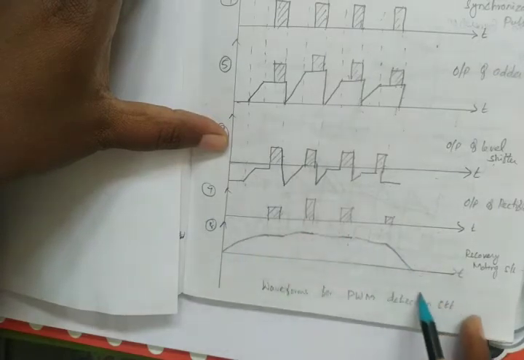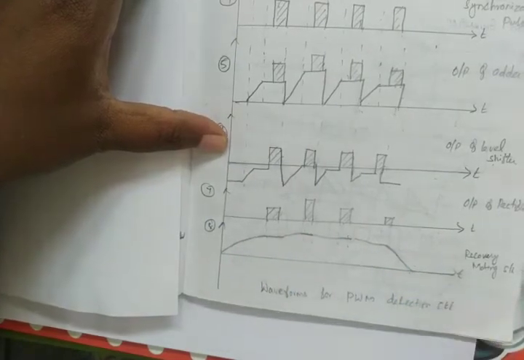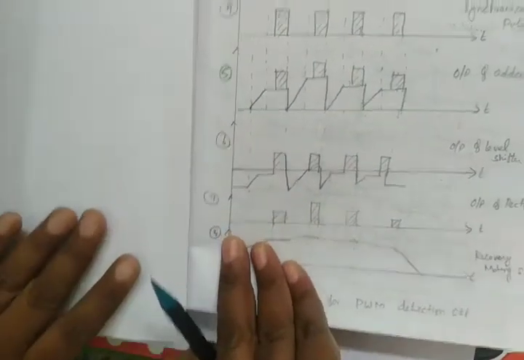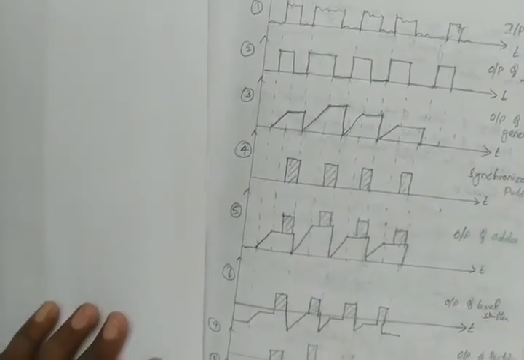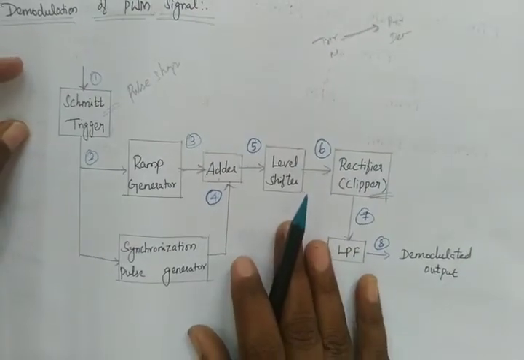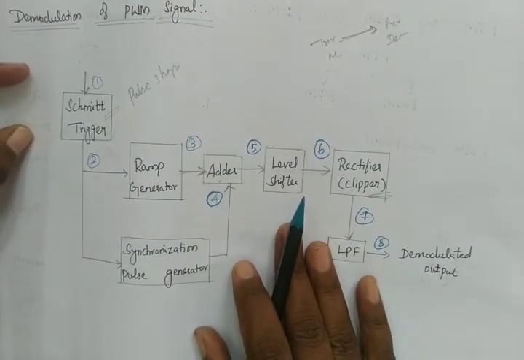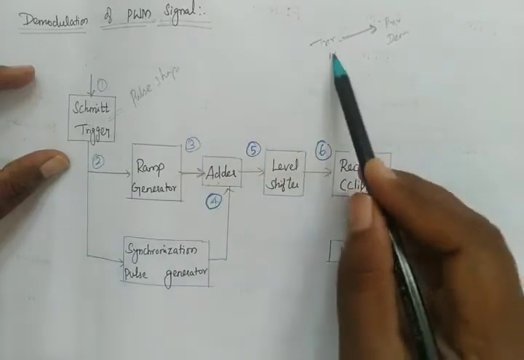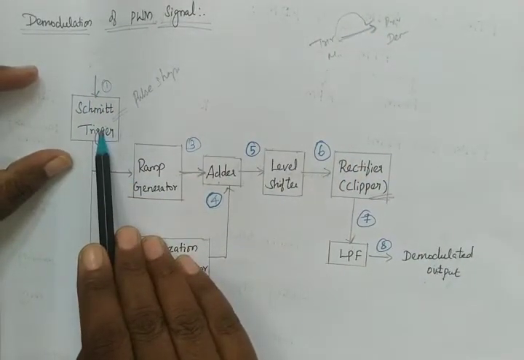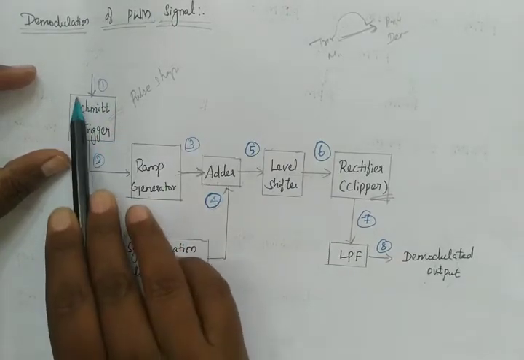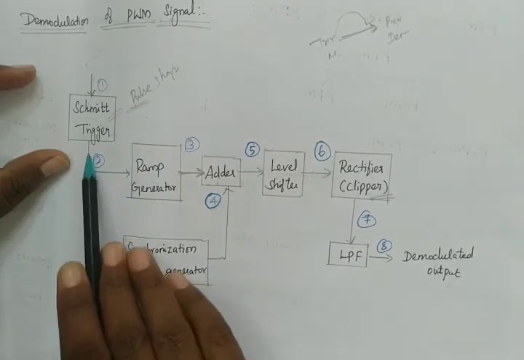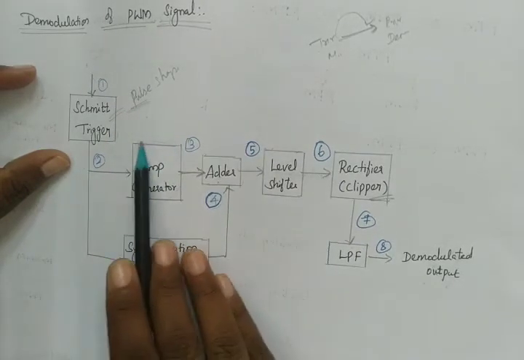So finally we go to the shaping network, so that we will get the same signal which we have transmitted in the transmitter. Now listen, this is the input signal which we have received from the Schmitt trigger. So this is actually the block diagram for demodulation of pulse width modulation. The signal which we have transmitted, we are going to receive in the receiver. What happens here, we have noises in the signal. So by giving this signal to the Schmitt trigger, it will be shaped so that you will get a proper signal. Then this output is given to the ramp generator.